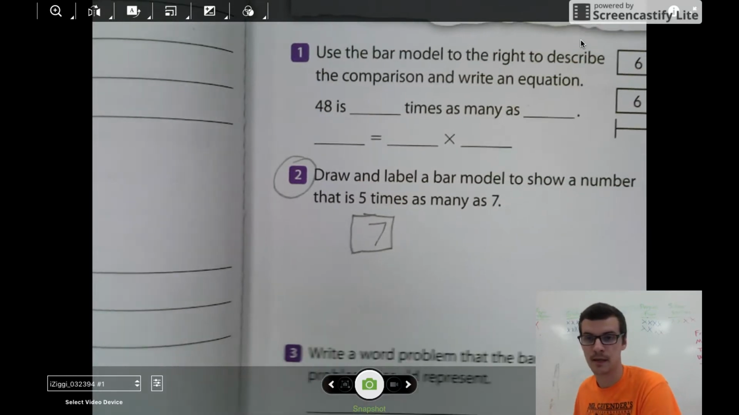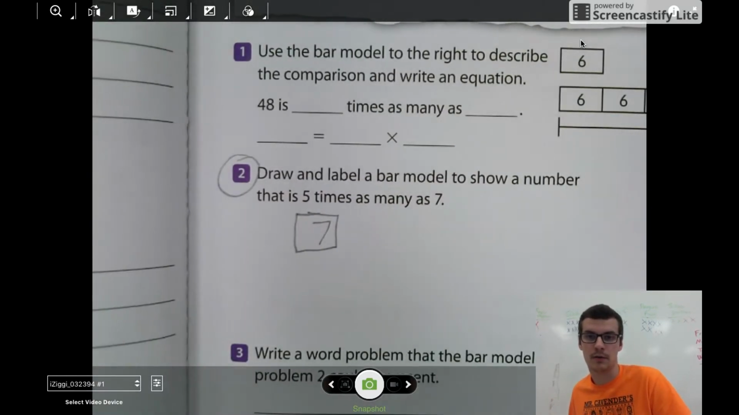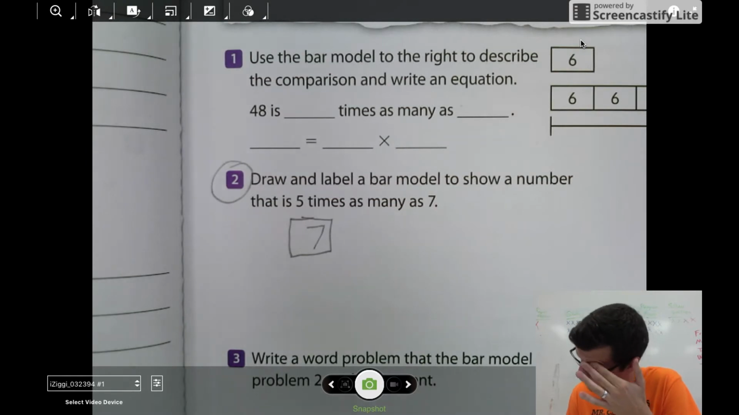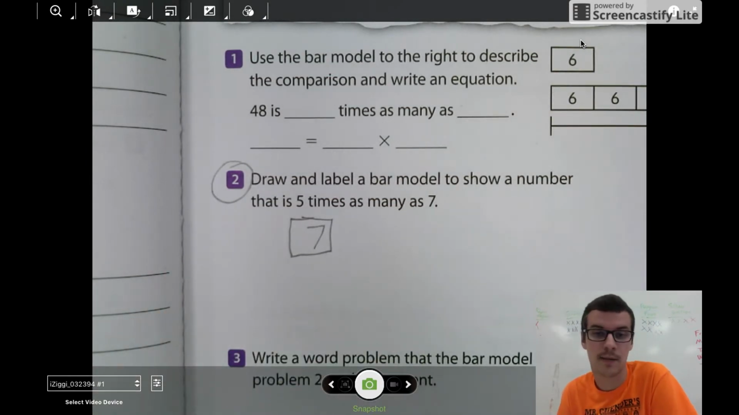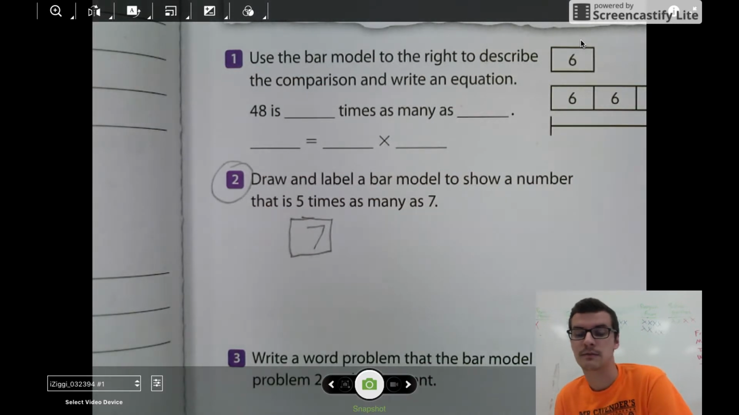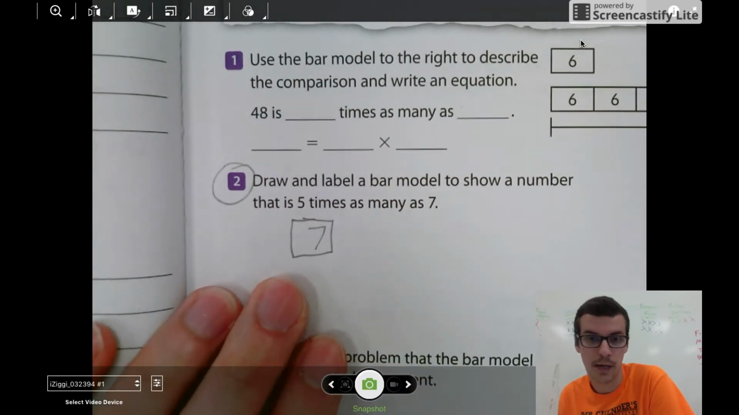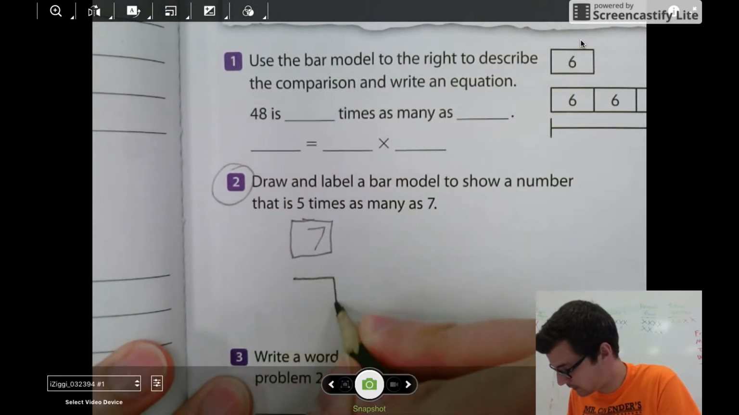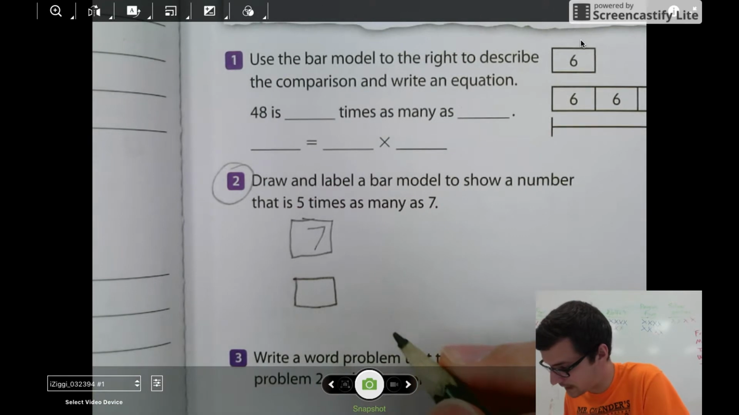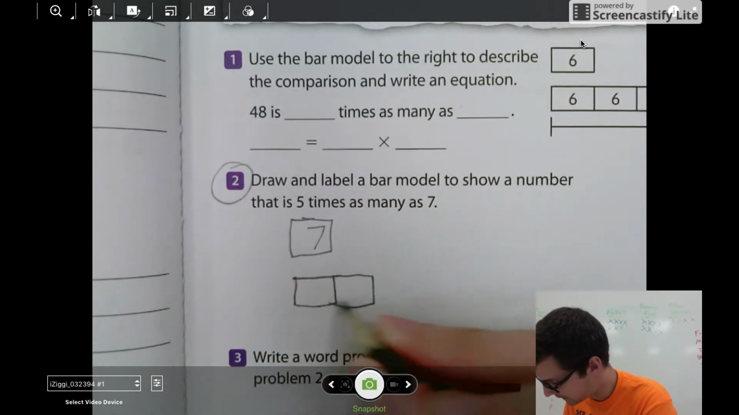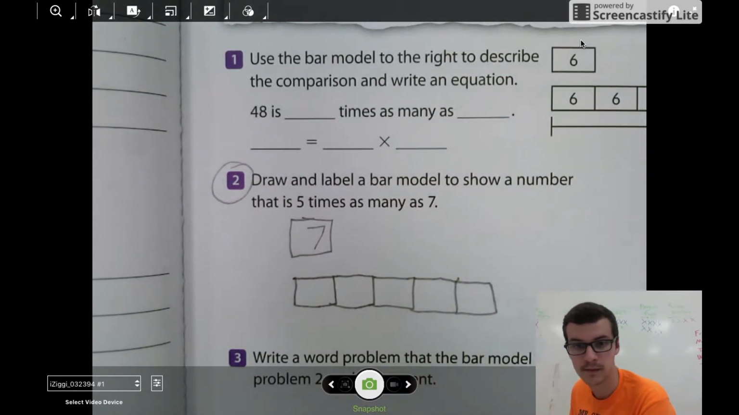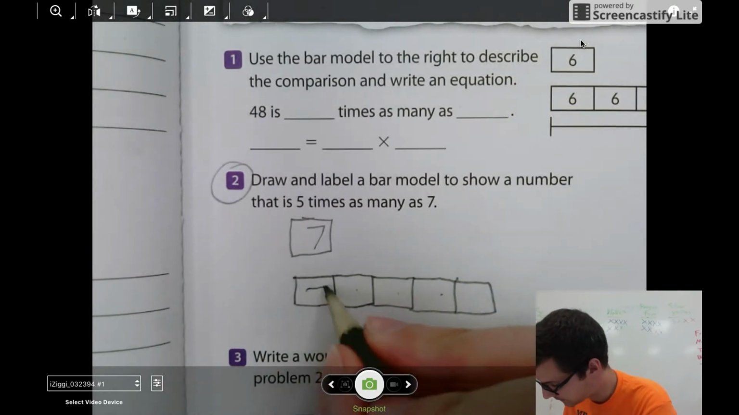So let's get started. It says, draw and label a bar model to show a number that is 5 times as many as 7. And so the way that we'll do this is whatever number is at the end of this statement. So whenever it says as whatever number, that number is going to then go into a box. Okay, and it says show a number that is 5 times as many as 7. So that means if it is 5 times as many, then I'm going to need to have 5 of these boxes. 1, 2, 3, 4, 5. Each one's going to have 7 inside of it.